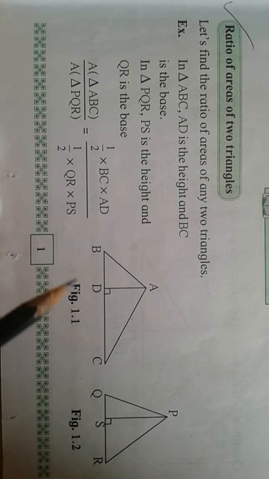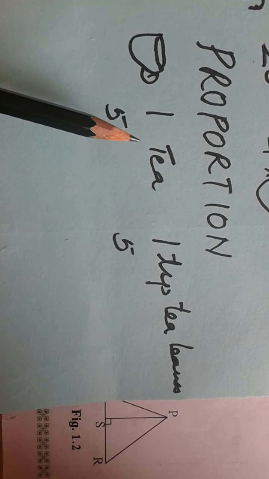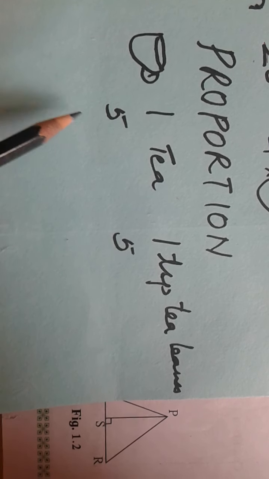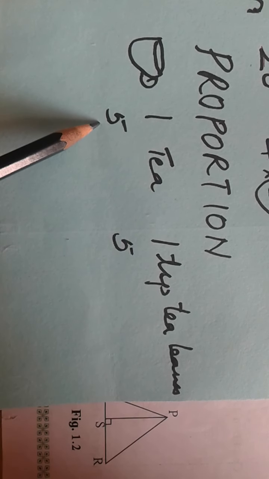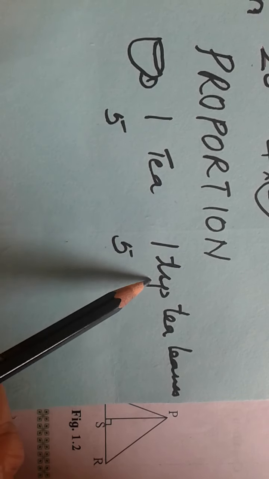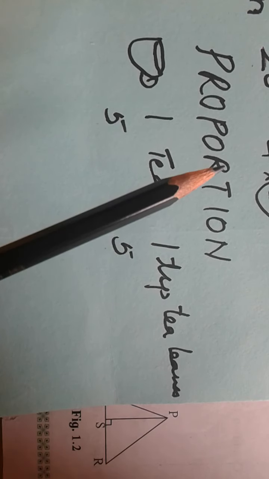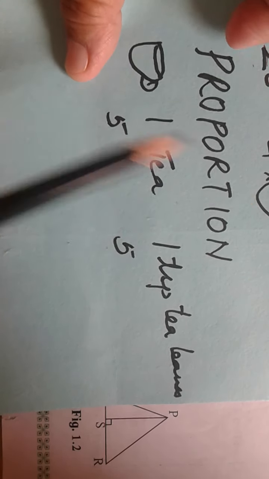Now just to recap proportion: when we make 1 cup of tea, we put 1 teaspoon of tea leaves. But when you make 5 cups of tea, then we put 5 teaspoons of tea leaves, in proportion to what we are making. For 1 cup, 1 teaspoon of tea leaves. For 5 cups, 5 teaspoons of tea leaves. That is the meaning of the word proportion. So you are clear with the words ratio and proportion.